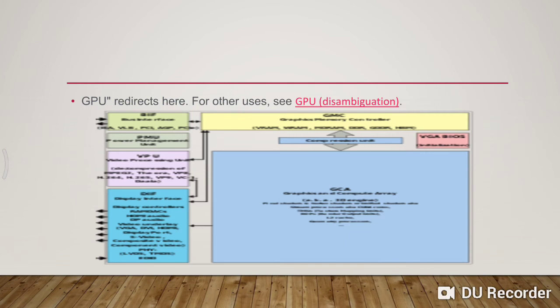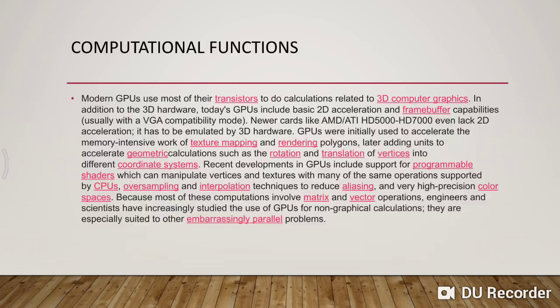Here is the diagram that shows the GPU system. Computational function. Modern GPUs use most of their transistors to do calculations related to 3D computer graphics. In addition to 3D hardware, today's GPUs include basic 2D acceleration and frame buffer capabilities, usually with a VGA compatibility mode. Newer cards like AMD ATI HD 5000, HD 7000 even lack 2D.